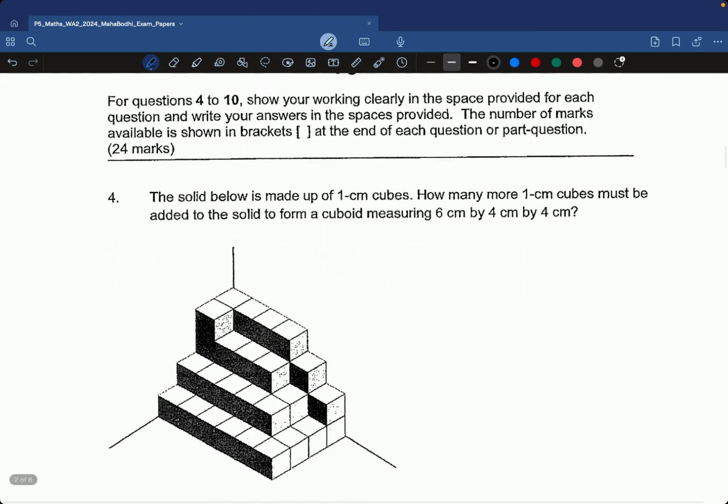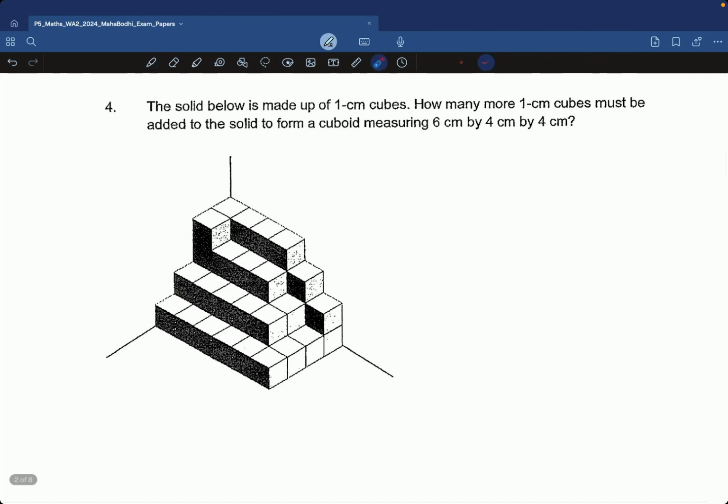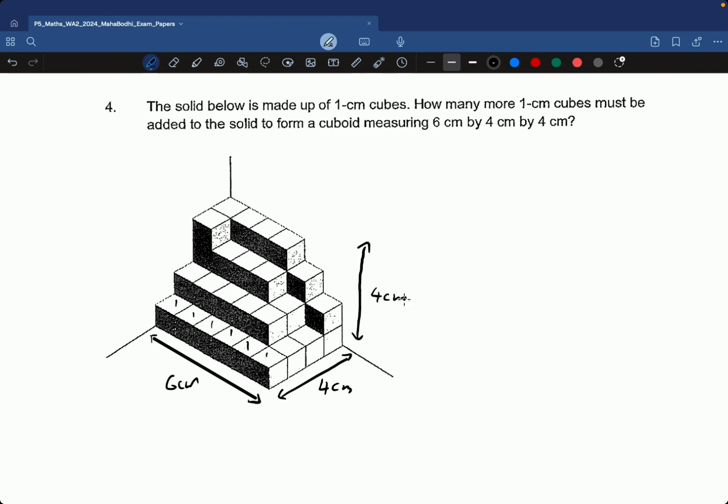All right, let's move on to question 4. The solid is made up of 1 centimeter cubes. How many more 1 centimeter cubes must be added to the solid to form a cuboid measuring 6 cm by 4 cm by 4 cm? Okay, first we already have 4 cm. So 4 cubes is equal to 4 cm. And then we have 1, 2, 3, 4, 5, 6. So this is 6 cm over here, and we also want to get 4 cm over here as well. So basically, we need to calculate how many cubes are left.